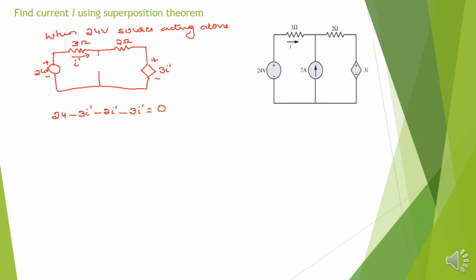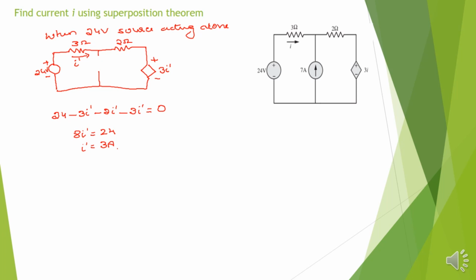Just as I applied KVL, the path direction and current directions are the same. So minus 3I dash and minus 2I dash. This is in the path direction, voltage falls, plus to minus, voltage drops. So minus 3I dash. So in total what happens? 8I dash equal to 24. So I dash equals 3 amps. So when only the 24 volt source is acting alone, I dash is 3 amps.